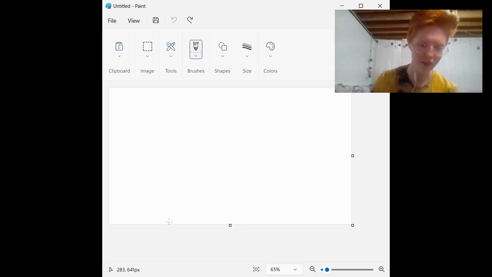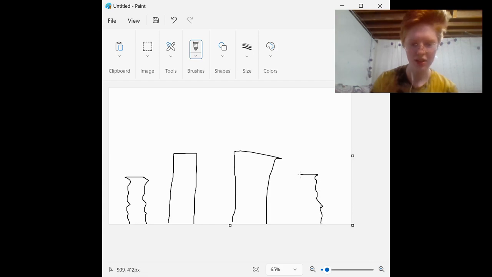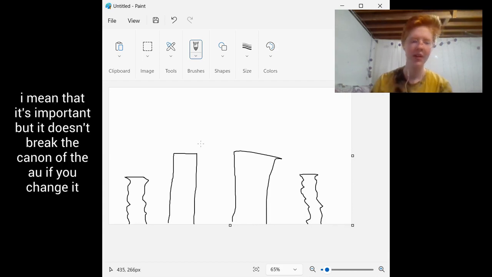So the Mega AU has four pillars. One, two, and these two pillars are the main pillars. And then there's two sort of, and this is wobbly because it's not really holding the AU up. It's more so just a fun part.